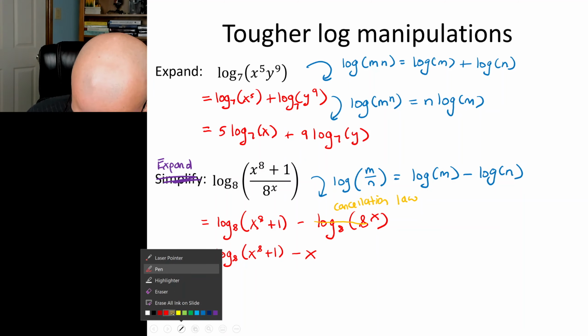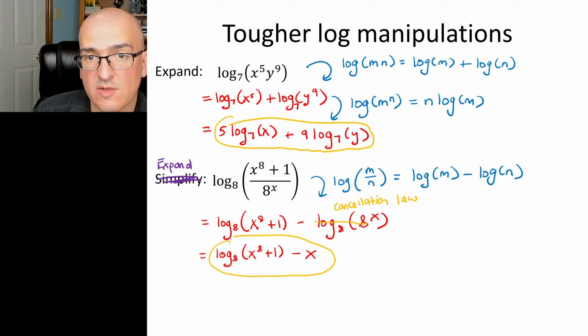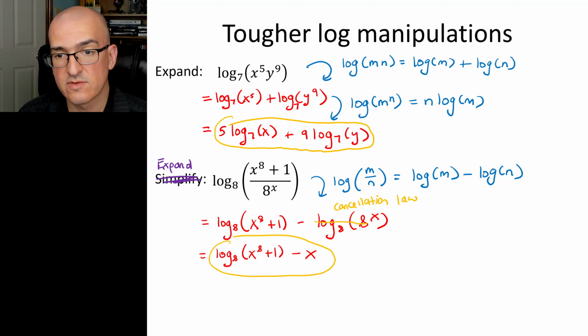I'm just going to say that what we have there is the answer at the end. I'm going to circle it. That's as far as we go. Why didn't I cancel the log base 8 and the x to the 8?